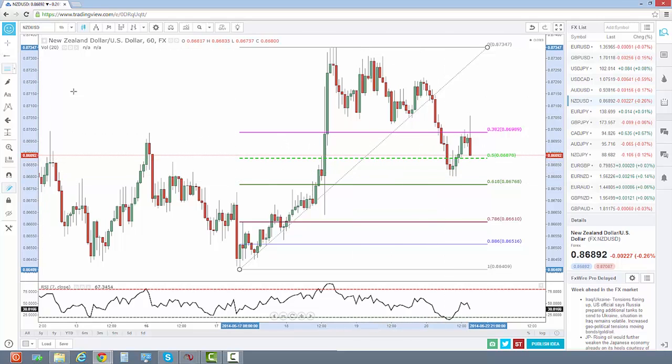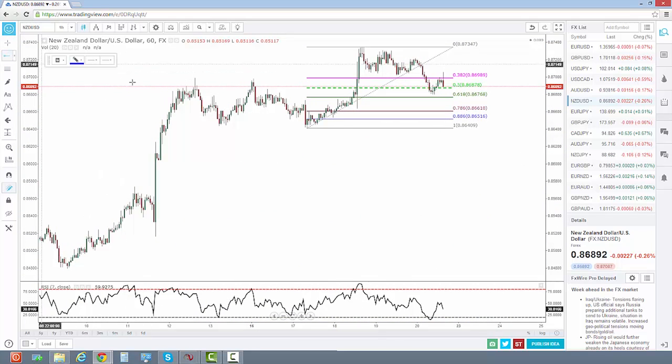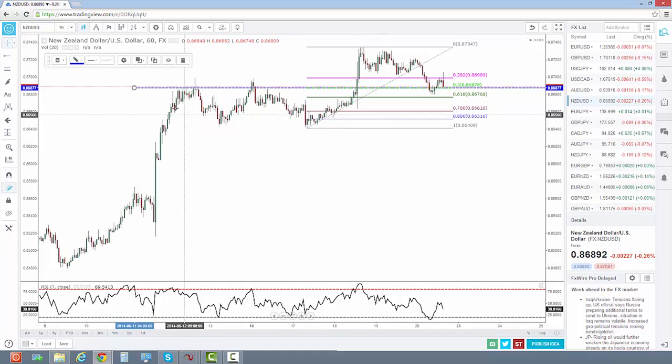Let's go ahead and draw in a line here. Where does that 50% retracement come in via structure? Okay, let me fatten this up a bit so you guys can see it a little bit better. Okay, it's right along that structure level, isn't it? Right along that previous double top. The 50% comes right in along that level.